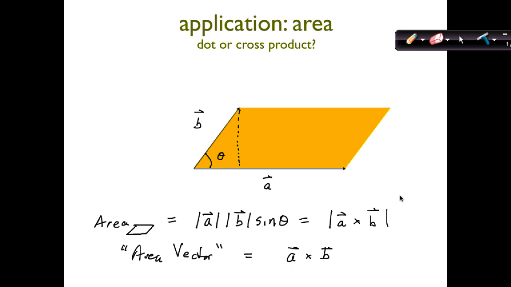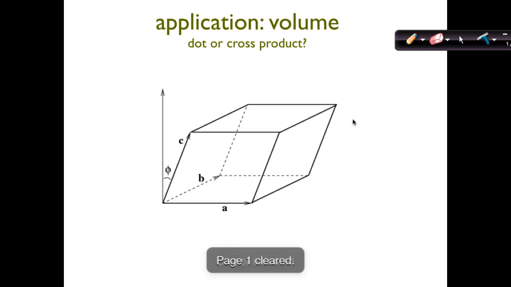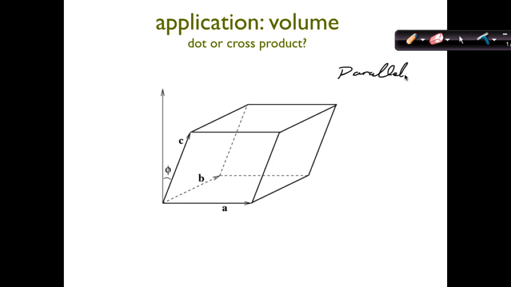Okay, so while I take attendance, I got one last thing for you. The volume of one of these things. I think it's called a parallelepiped. It's fun to say. Parallelepiped. Volume. Doesn't matter, a dot product or cross product.